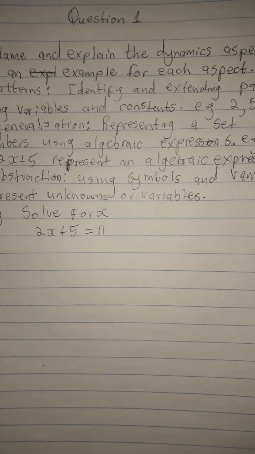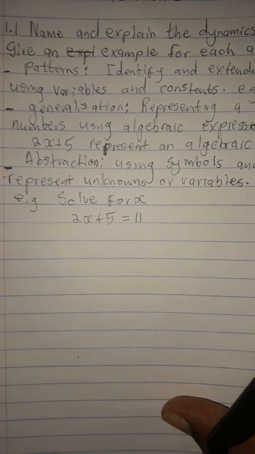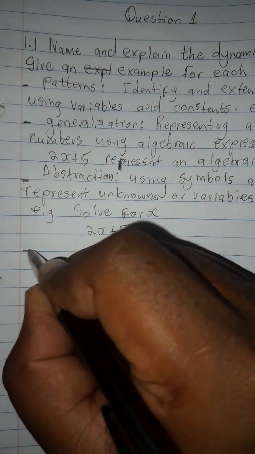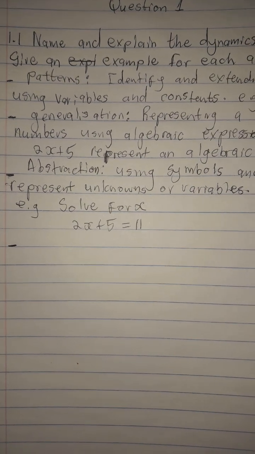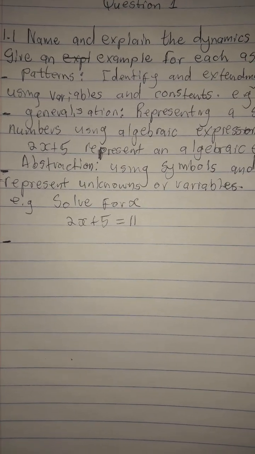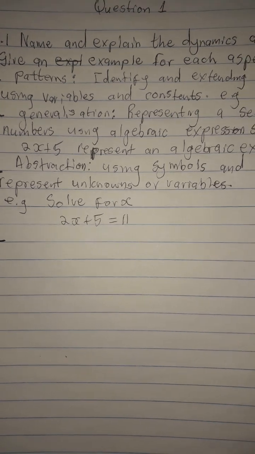So the fourth one concludes our 12 marks, meaning that each must have 3 marks. 3 times 4 will give you 12. So you must know which paragraphs you must write for you to get the 12 marks.